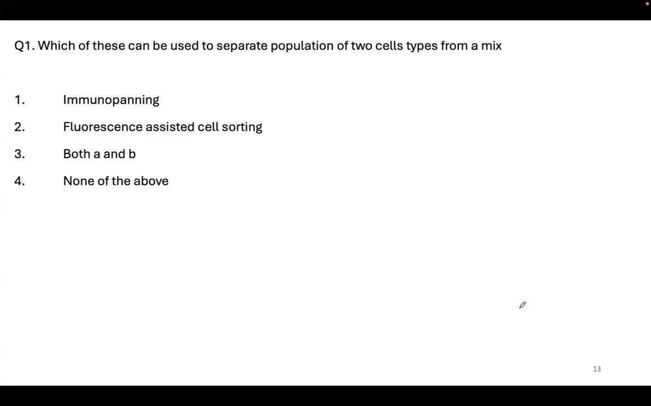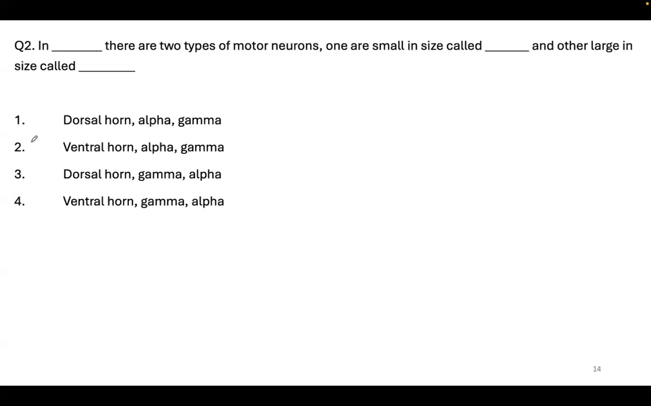Okay. Alrighty. So, which of these techniques can be used to separate a population of two cell types from a mixture? Immunopanning, fluorescence-assisted cell sorting, both A and B, none of the above. So yeah, both immunopanning and FACS can be used. All right.